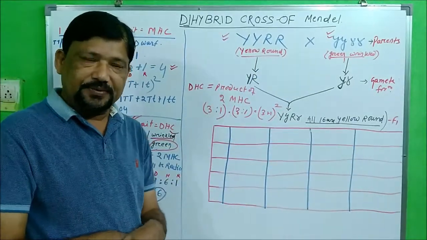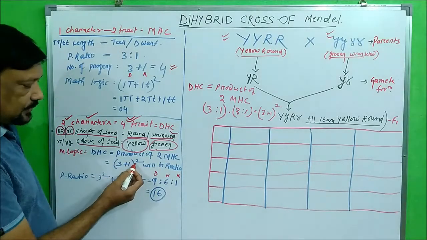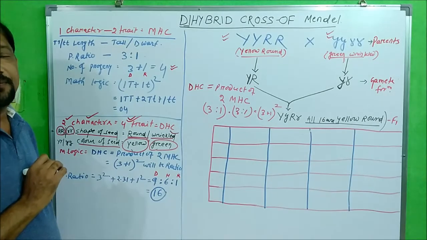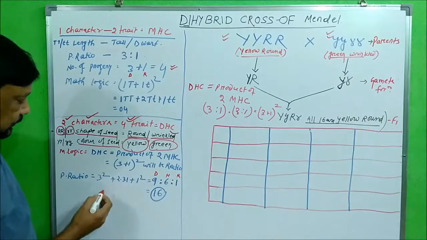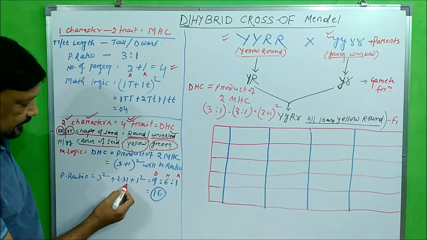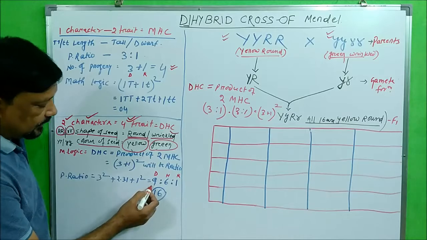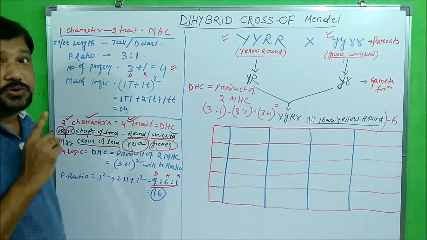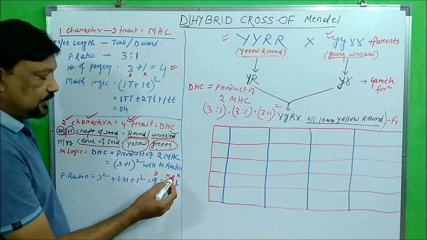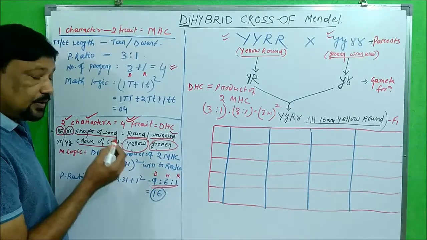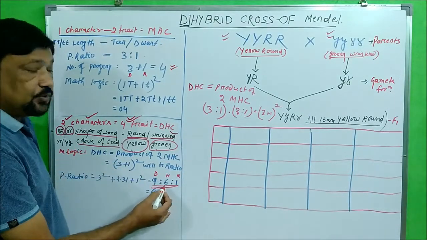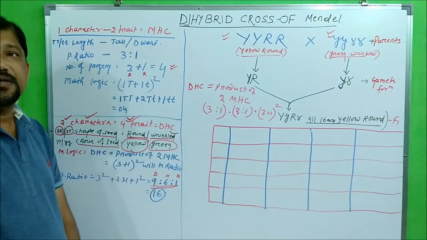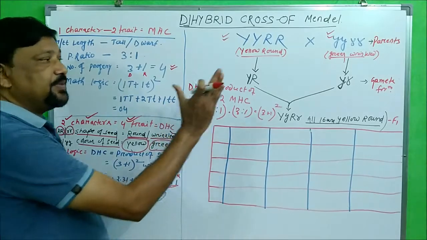in his experiment. See here, 3 plus 1 whole square will be the ratio. So if you simplify it by utilizing the formula a plus b whole square, you will get 3 square plus 2 into 3 into 1 plus 1 square is equal to 9:6:1. So the phenotype ratio in dihybrid cross will be 9:6:1. So 9 will be the dominant feature will appear, 6 will be a new combination, and 1 will be the most recessive feature will appear. What he expected, same thing he got here.